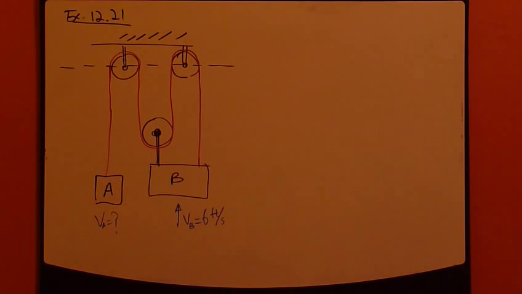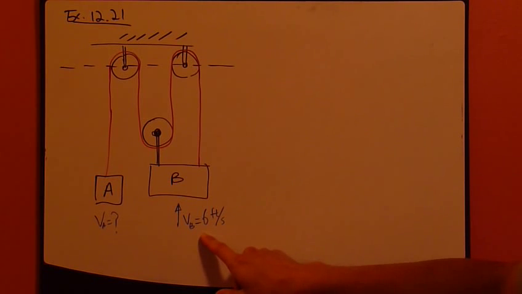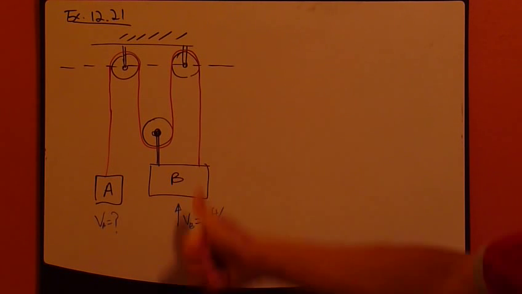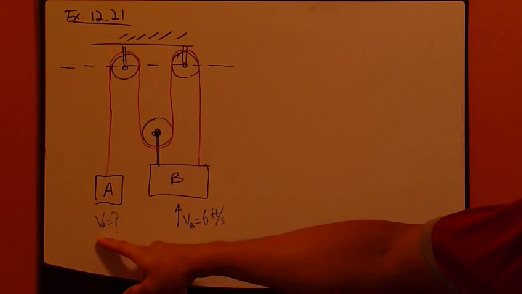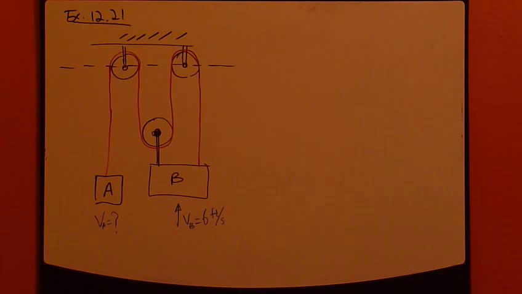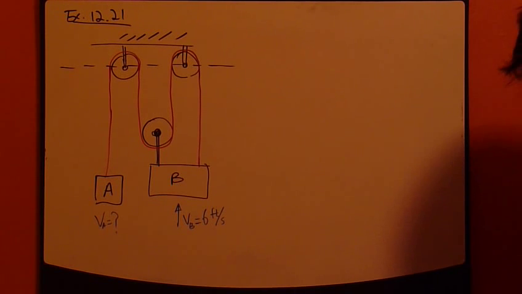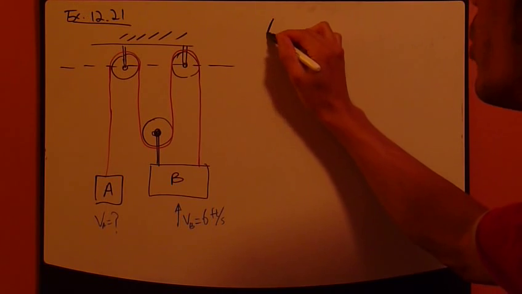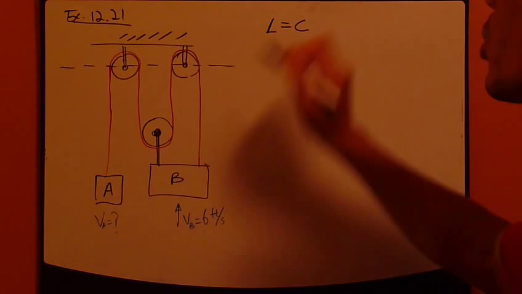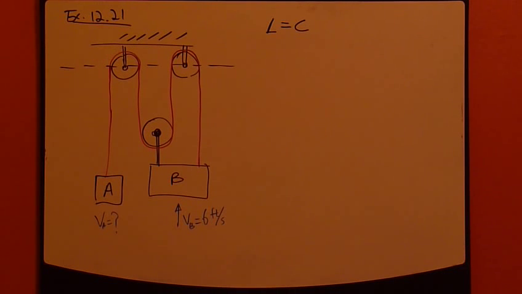Now the velocity of B is given as 6 feet per second going up. You're asked to find the velocity of A. Well, let's find out the relationship between the two velocities. Again, for dependent motion, always start with this equation: cord length equals constant.